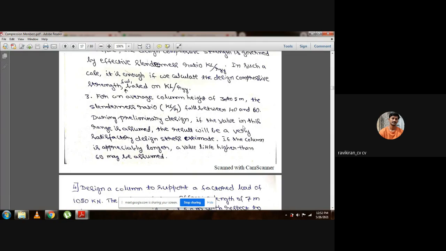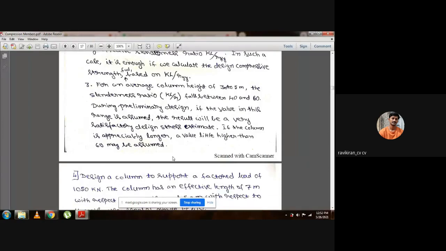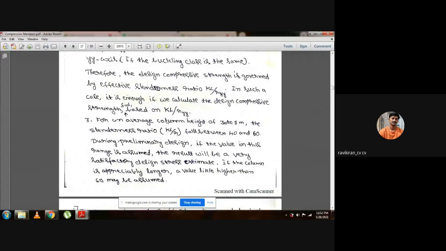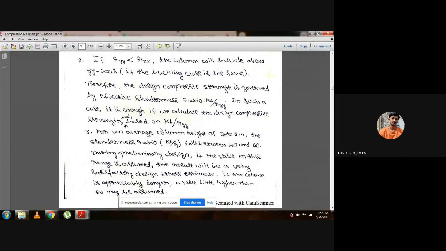If a value in this range is assumed, the result will be a very satisfactory design stress estimate. If the column is appreciably longer, a value a little higher than 60 may be assumed. That is, more than 3 meter, or between 3 to 5 meter: the longer the column, the higher the value you can choose. Okay, this note is very important. After the class also, just go through it once.